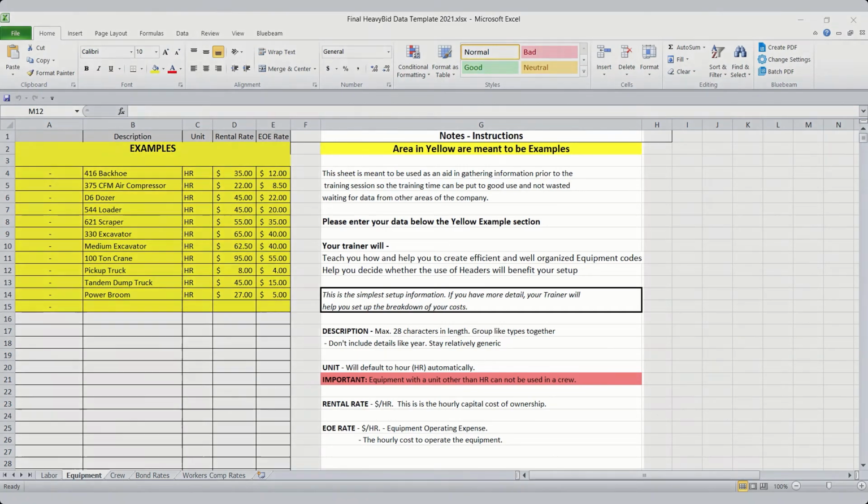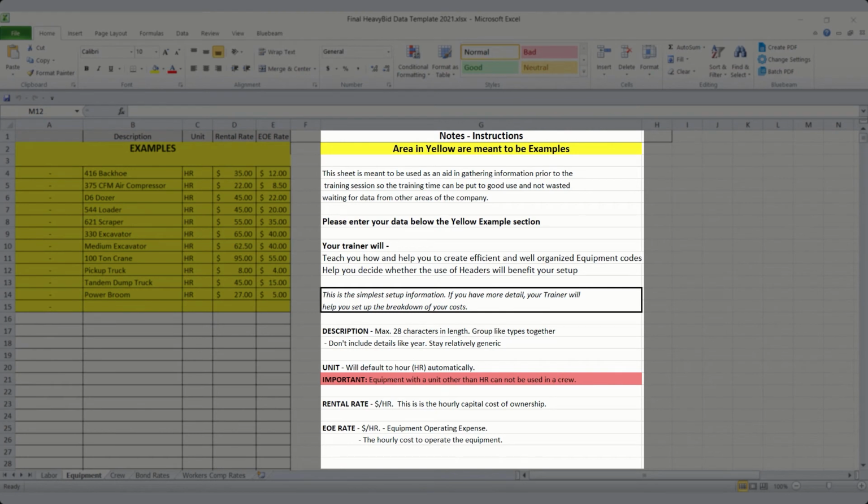And again, there's good information over here. This tells you what your trainer is going to help you with when they're working with you directly, and just some real basic information that kind of reiterates what I'm talking about here.